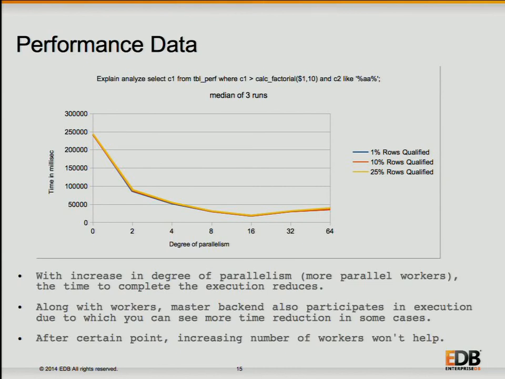So are the three lines all sitting on top of each other in that graph? I can't see it pretty much. Yeah. It seems strange that there's not more of a gap, because you should have a lot more tuples flowing through the queues at 25% of rows qualified than at 1%.